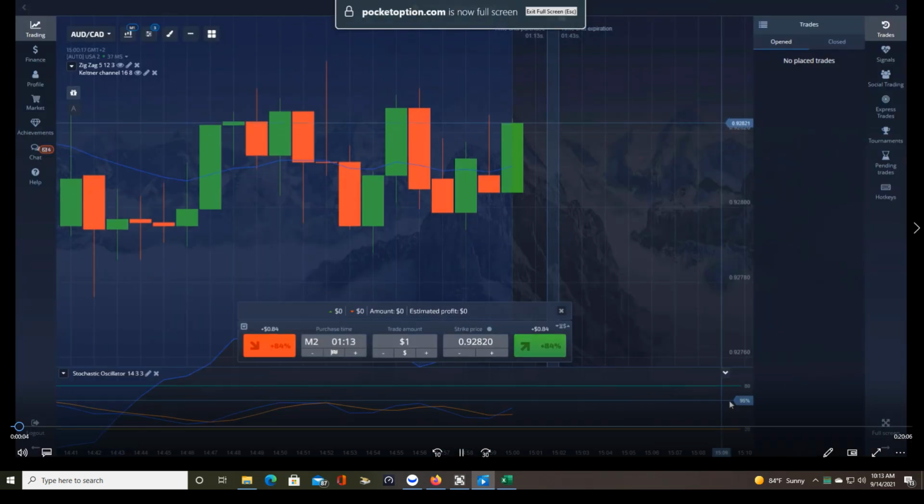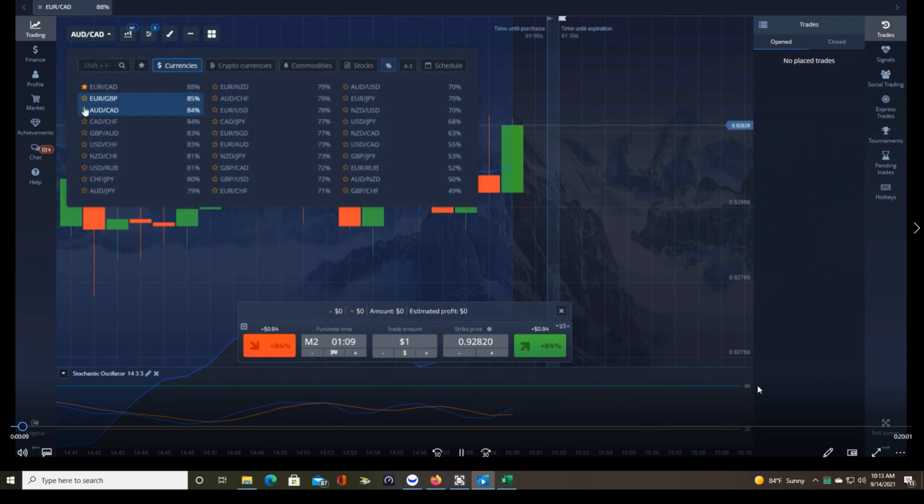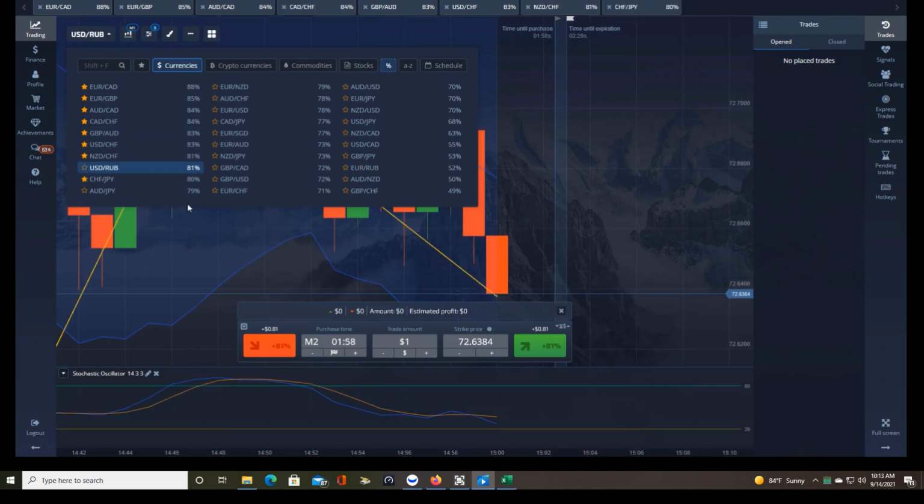I always start by clicking on full screen and increasing the size of the stochastic oscillator. Now I select the currency pairs that pay out the most, 80% or more. That way my break-even win rate stays lower, so my needed win rate isn't so high and I could still remain profitable. So let's take a look at the trades.